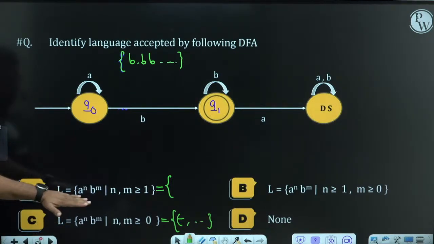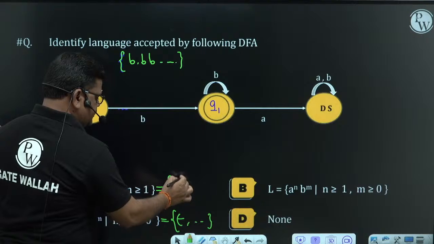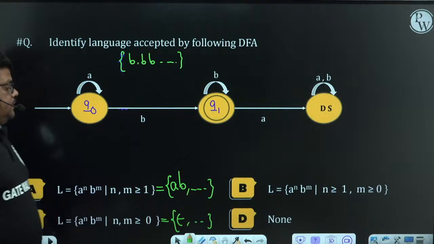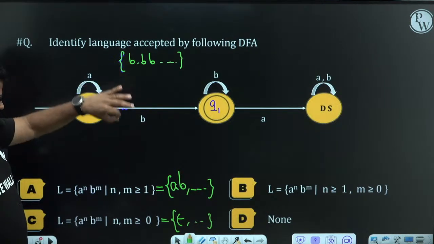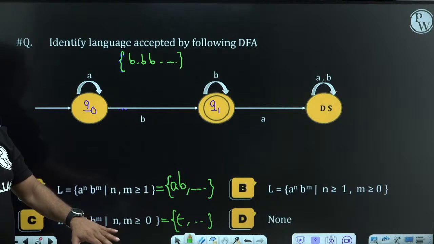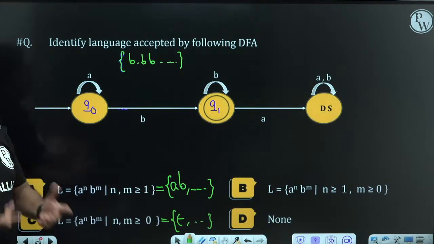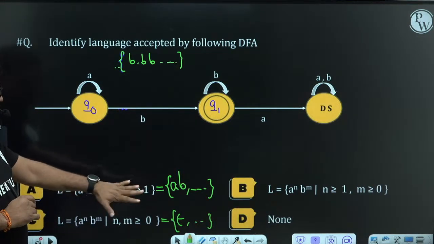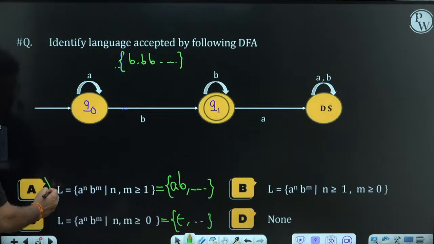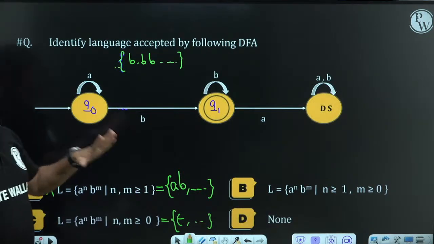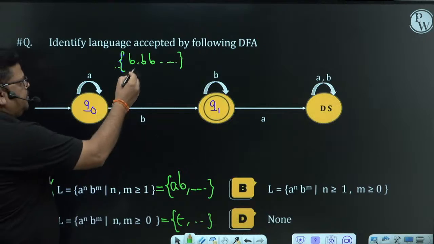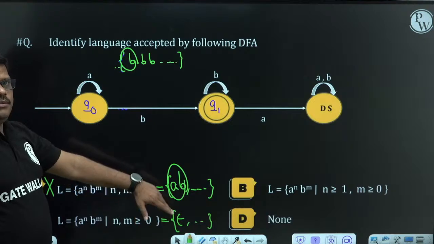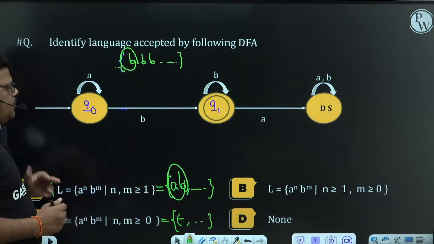Option A. What is the minimum string from option A? A, B, followed by so many. The minimum strings of the automata, minimum strings of the language, if they are same, then only that option can be equal. But here the minimum string of this automata is B, and the minimum string of option A's language is AB. These two are not equal. A is gone. A is not our answer because the minimum string here is B, and here it is AB. If you want to say both are equal, the minimum string should be equal. If they are not equal, that is not our right answer.